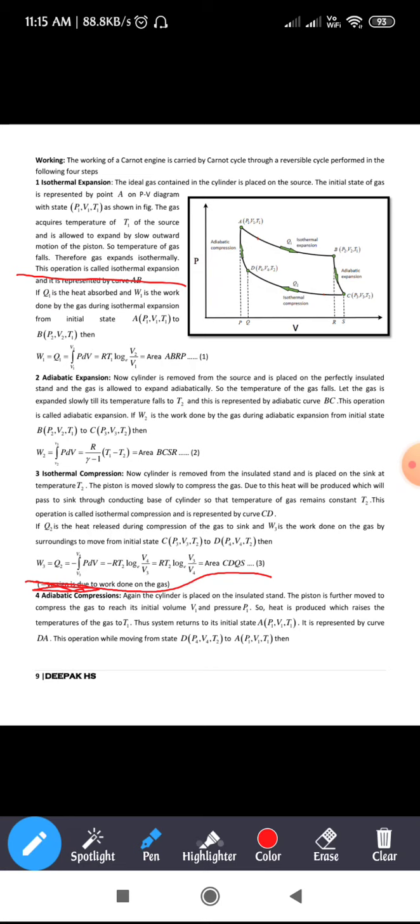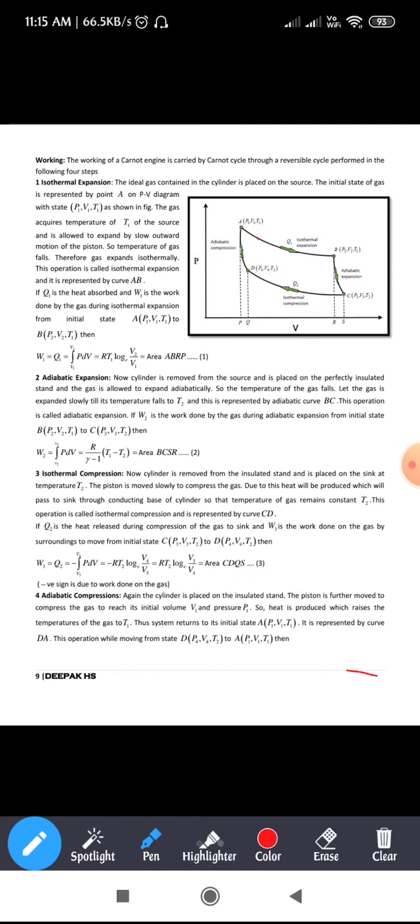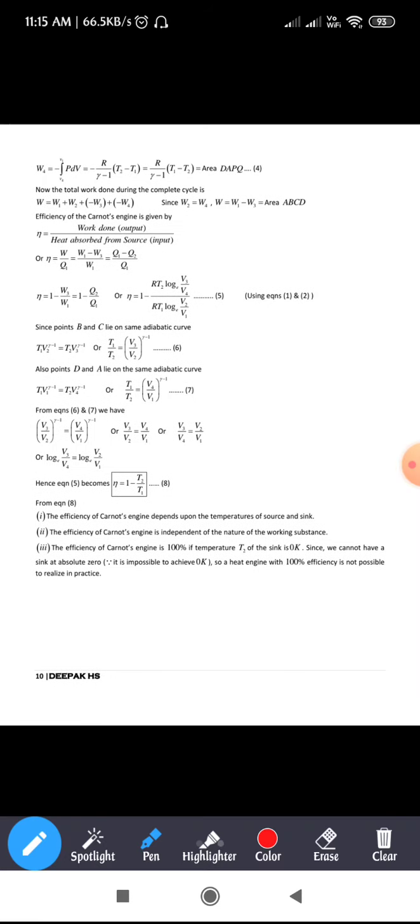Q1 is what? Amount of heat absorbed by the system. Okay, so with this, we are going to substitute the value of W1 and W3 as Q1 and Q2. Hence, efficiency comes out to be Q1 minus Q2 divided by Q1, or mathematically you can write efficiency is equal to 1 minus W3 divided by W1, that is nothing but equal to 1 minus Q2 divided by Q1.